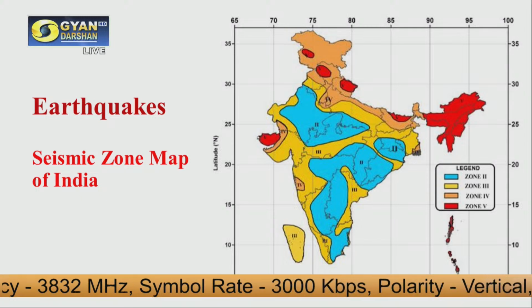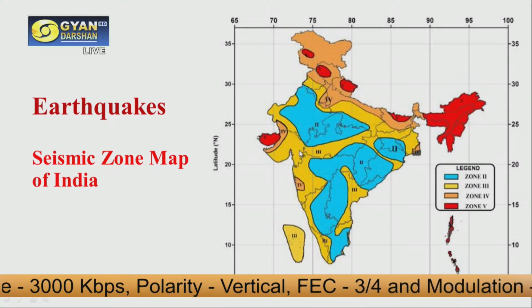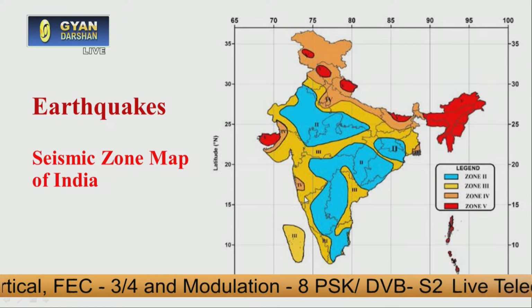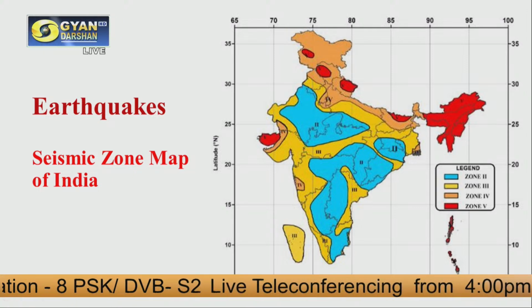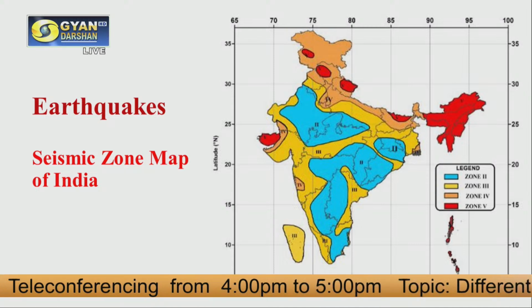Then a little bit safer in comparison to zone 4 and zone 5 is zone 3, which is in this yellow color. And the rest, which is in blue color, is zone 2. So if you compare all these 4 zones, you can say that zone 2 is a bit safer and zone 5 is the high risk zone. So this is the seismic zone map of India.